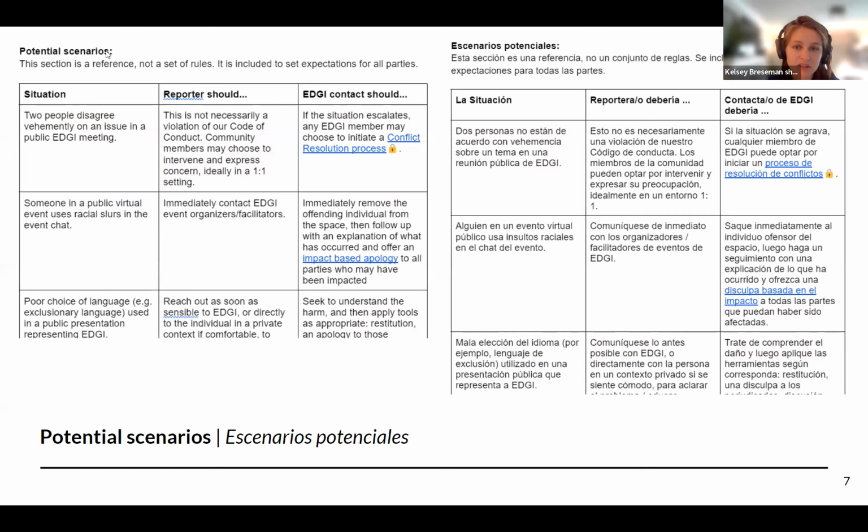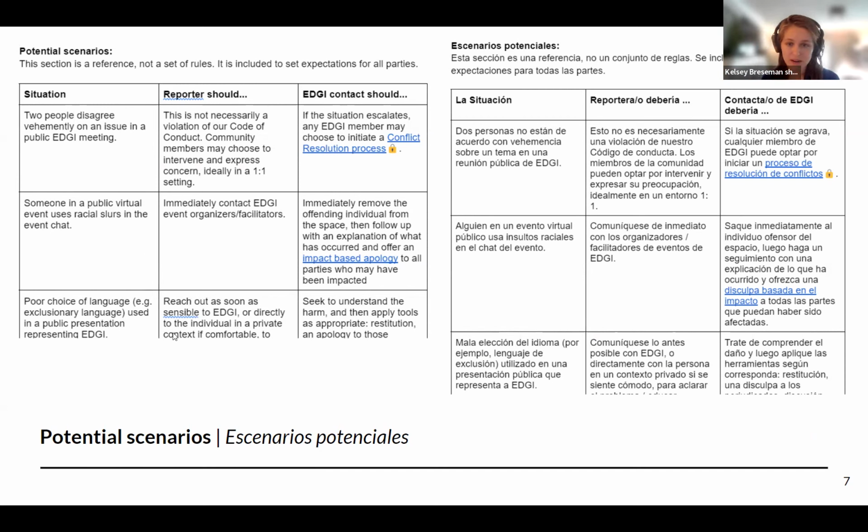This is some potential scenarios that you can look at. So you can see that there might be really different responses if somebody uses racial slurs in an event chat. Maybe that's one of those really good binary moments where you say, yeah, nope, they're out. But you might have a couple other things happen, right? You might have 2 people, you might have 2 edgy people even from my org disagreeing vehemently on an issue in public in front of a bunch of other people. Now, that's not necessarily a code of conduct violation, but it might make people feel uncomfortable. So how could you deal with that? And this is suggesting some ideas, but there are other ways that you could deal with it depending on how it felt.